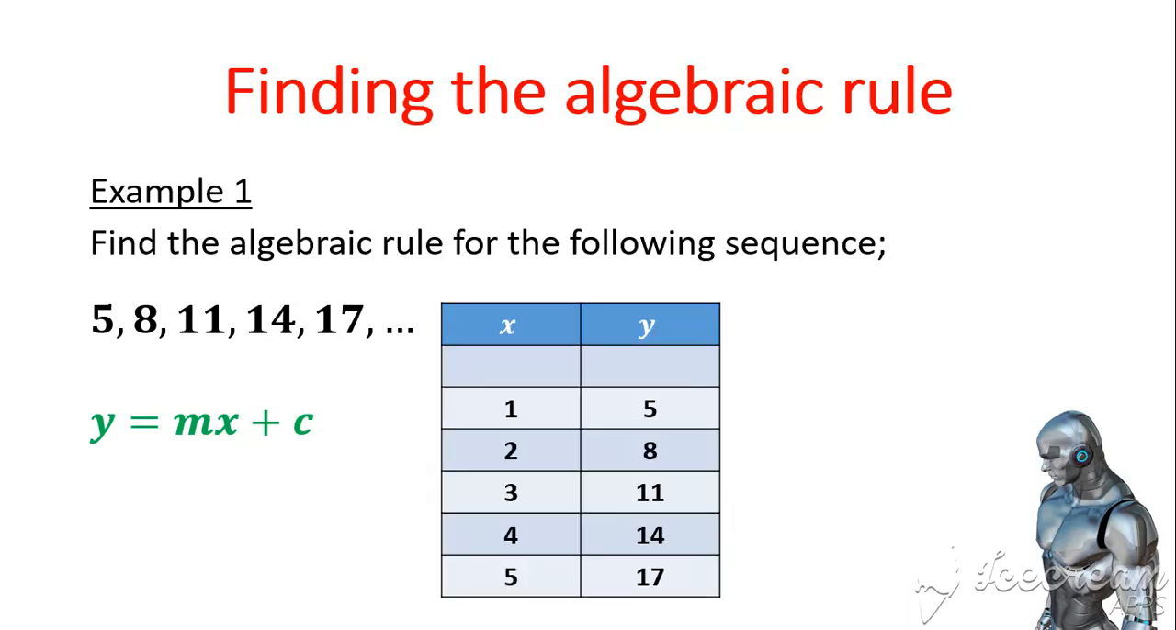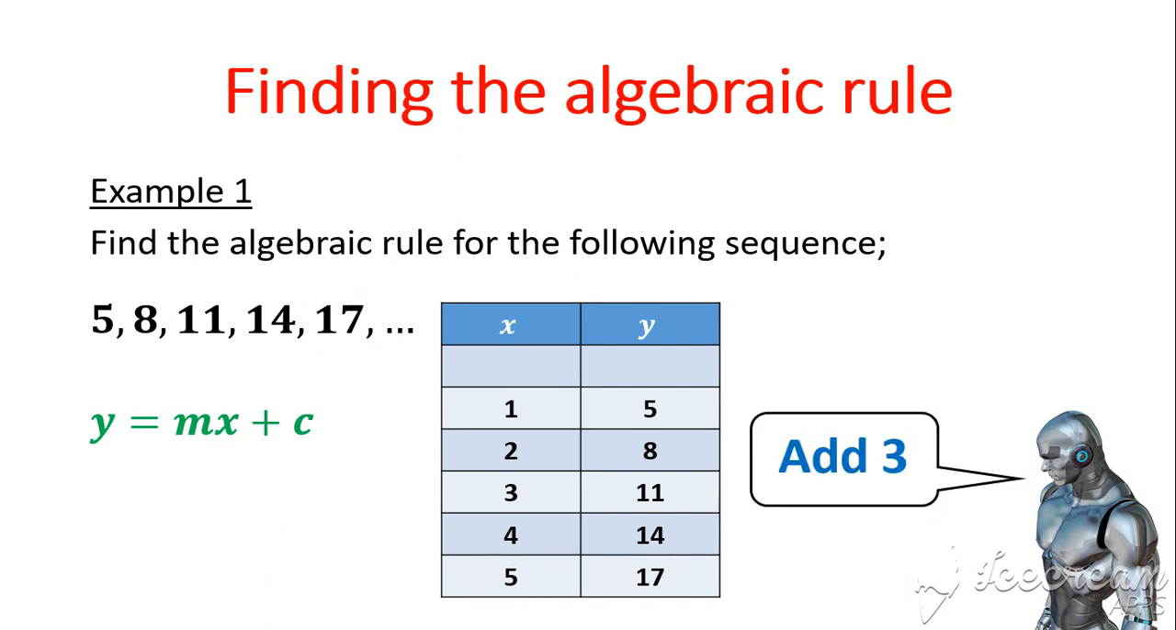So I've drawn up a table here. You can see that the first number, which is x, the first number is equal to 5. The second number is equal to 8. The third number is equal to 11. The fourth number is 14. The fifth number is 17. So x represents what number we are, and y represents the actual value of the number.